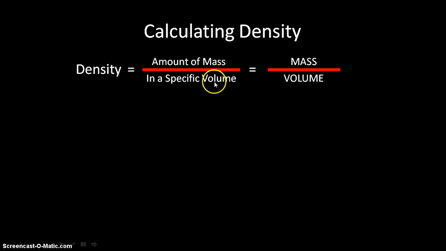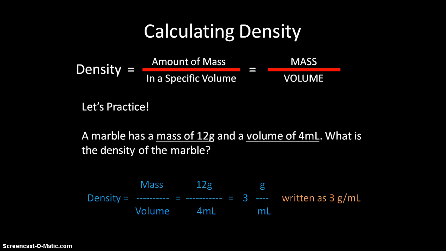Density is the amount of mass in a specific volume, and it can be calculated with an equation, mass divided by volume. So let's see if we can use that equation to calculate the density of an object. Take this problem, for example, and we'll practice with it. A marble has a mass of 12 grams and a volume of 4 milliliters. What is the density of the marble?